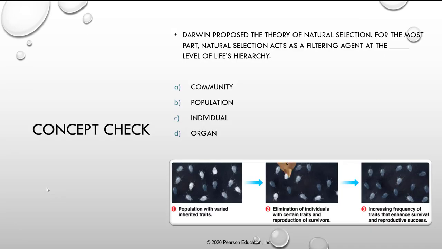All right, so let's do a concept check to make sure we're understanding things. Darwin proposed the theory of natural selection. For the most part, natural selection acts as a filtering agent at what level of life's hierarchy? Is it at the community level, the population level, the individual level, or the organ level? So natural selection acts as a filtering agent at what level?